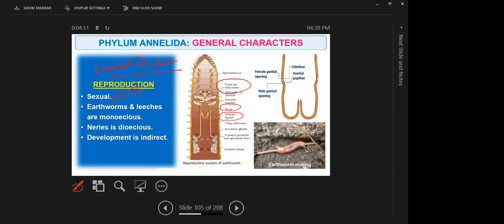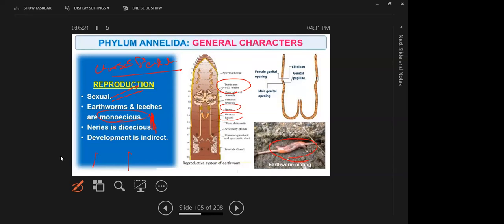Earthworms and leeches are monoecious, meaning hermaphrodites. Monoecious means having both sexes in the same organism. Whereas Nereis is dioecious, that means male is different and female is different. This point you have to note down. So this is an exception. Can you see the earthworm cross fertilization shown here? What do you notice?